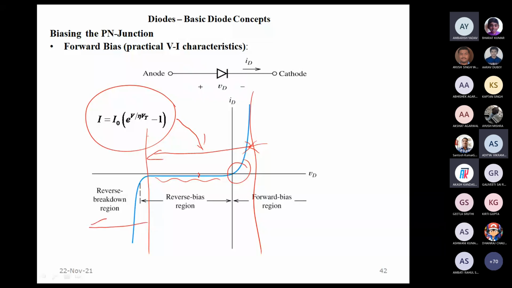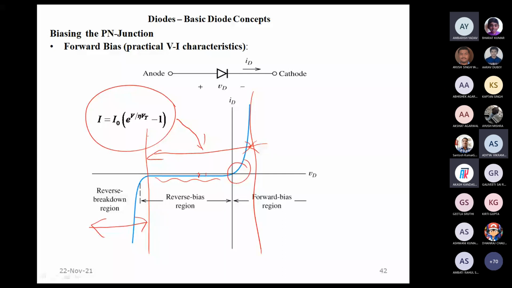Outside of this region, this equation fails. In this region we enter the so-called breakdown region. There is a huge flow of current in this region, and it appears as if there is no barrier in the reverse bias. So it is not like if we are in the reverse bias, then there is no current. There is a small current, a very small current, in the reverse direction also.